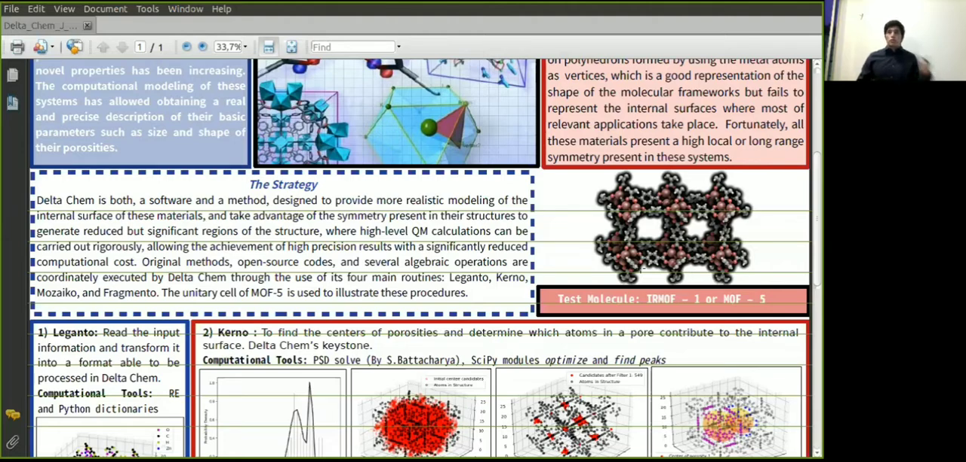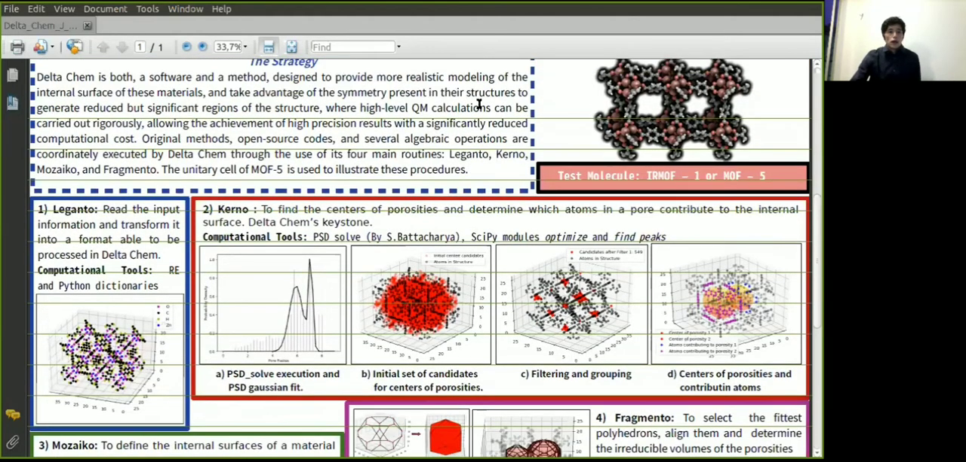Original methods, open source codes, and several algebraic and geometric operations are coordinately executed by Chem through the use of its four main routines: legando, kerno, mosaico, and fragmento. The unitary cell of mode number 5 is used here to illustrate these procedures. The Chem's execution goes as follows.